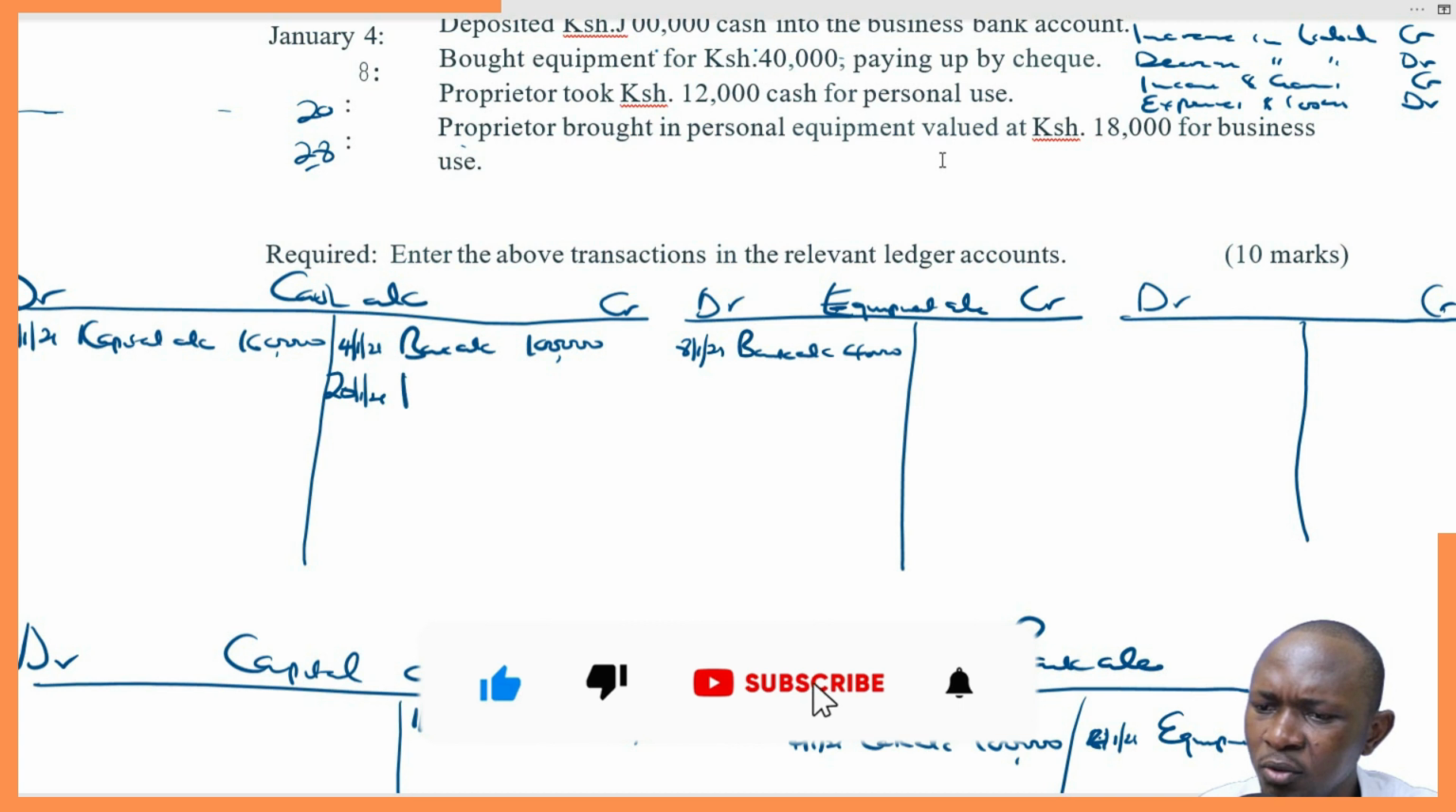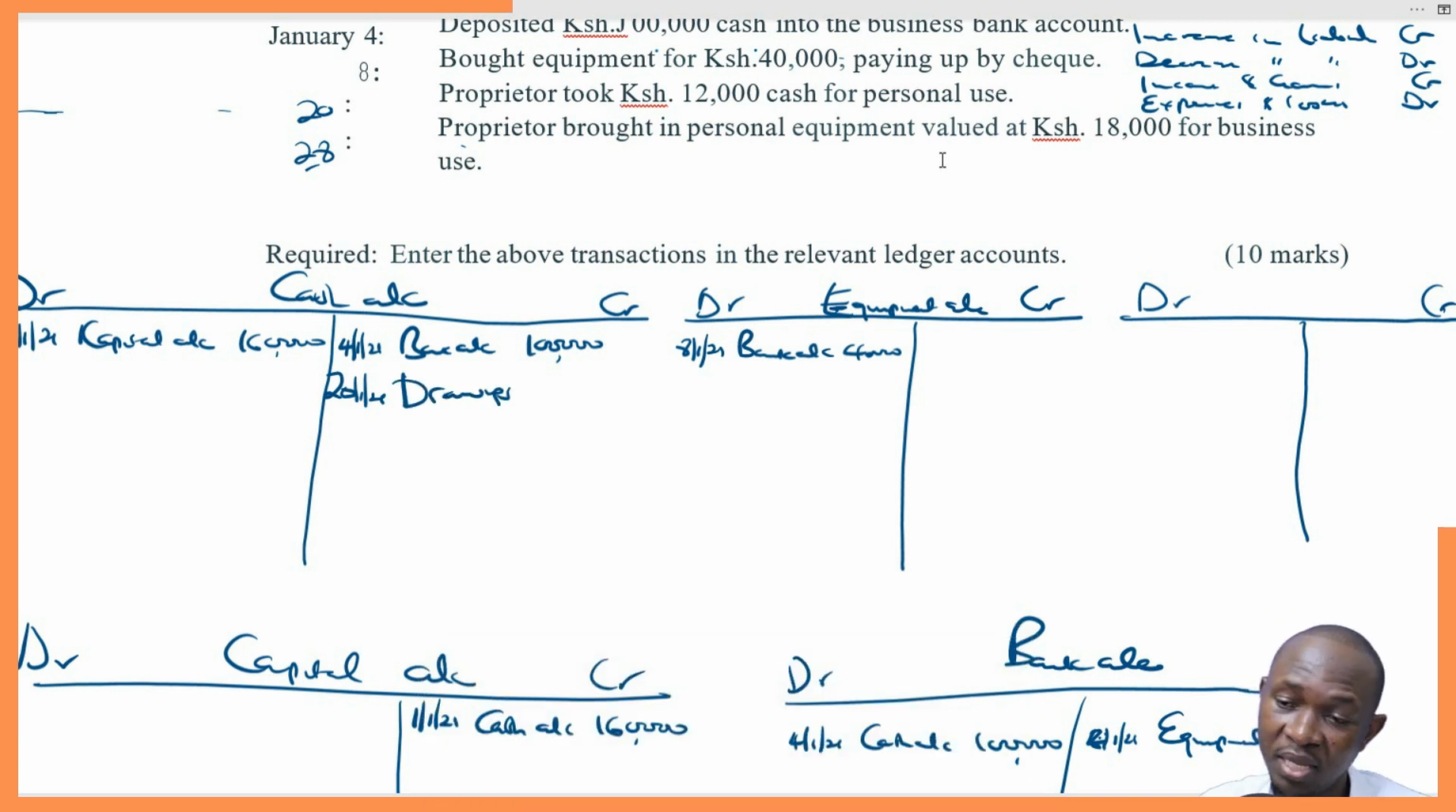So this is what we call drawings. Remember what we've said, that this is money taken by the owner for personal use. So we will treat it as a loss to the business. Losses are actually debited. So here, cash will reduce because he took cash 12,000. Then we'll come and open this drawings account, which is a loss, and losses are debited.